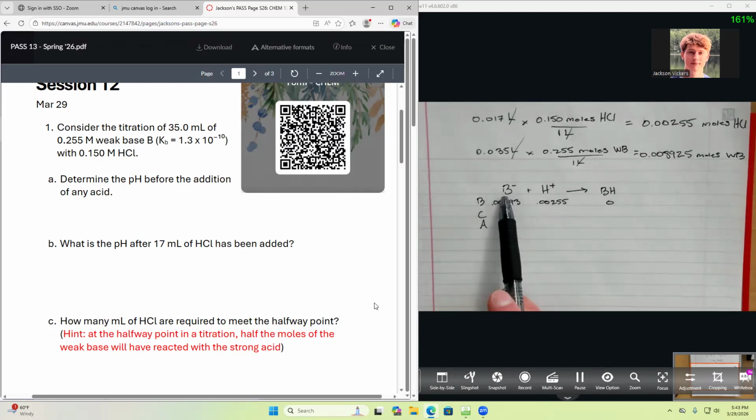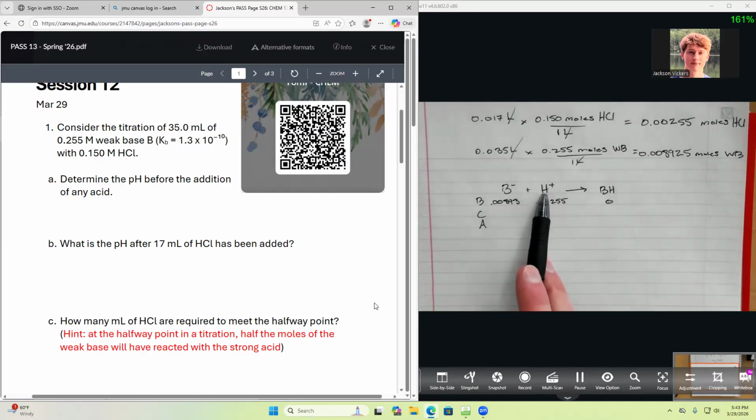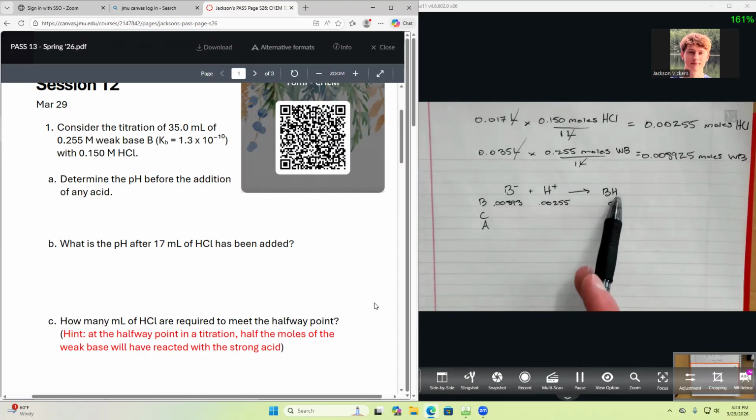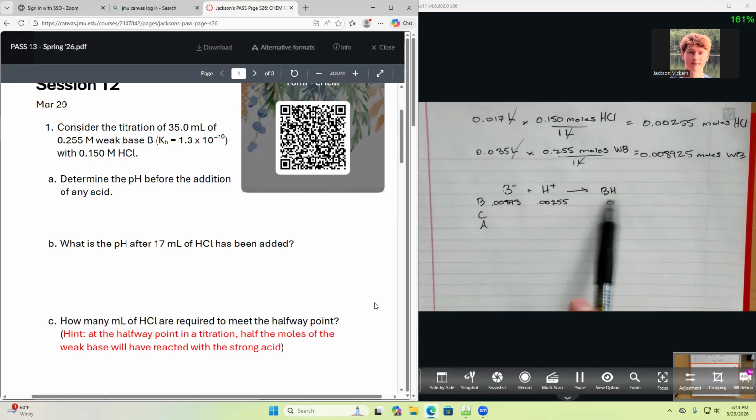And instead of writing WB for weak base, all I did was write B minus. You'll sometimes see it written either way. And we know that it's reacting with those H plus hydronium ions from hydrochloric acid, and it's forming the conjugate acid BH. And we're starting with none of that.